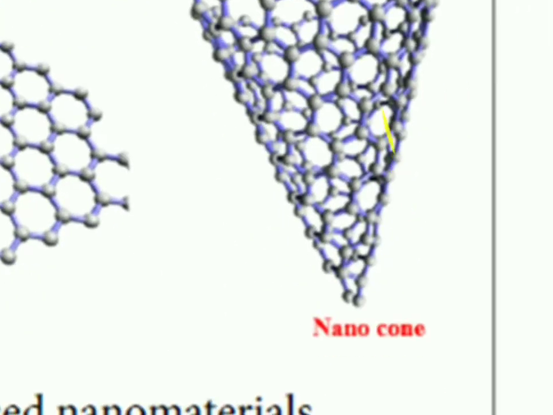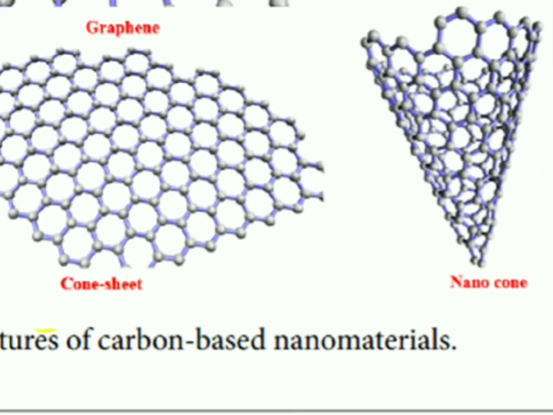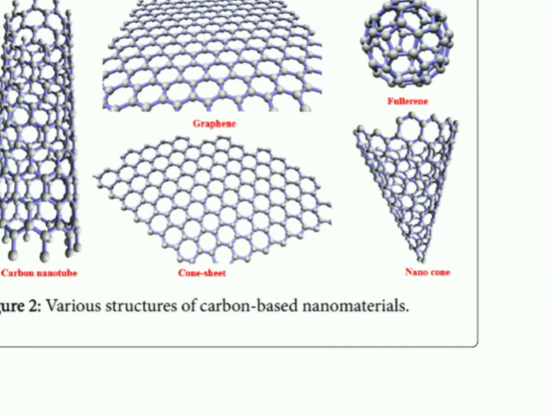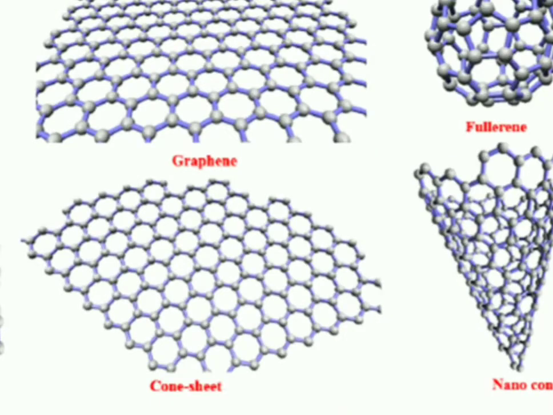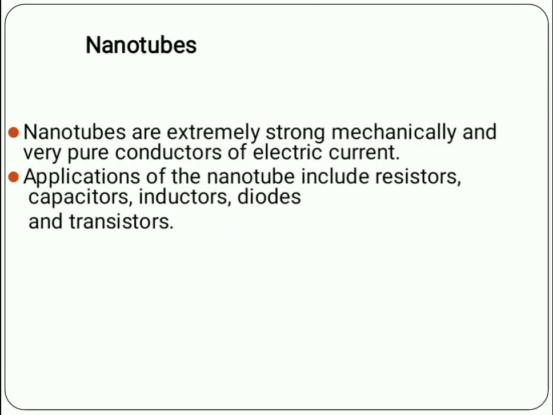Then it is called a nanocone. Again, it is a cone shape. So these are the various structures of a nanomaterial that are available and that can be used. Now you see the nanotubes.